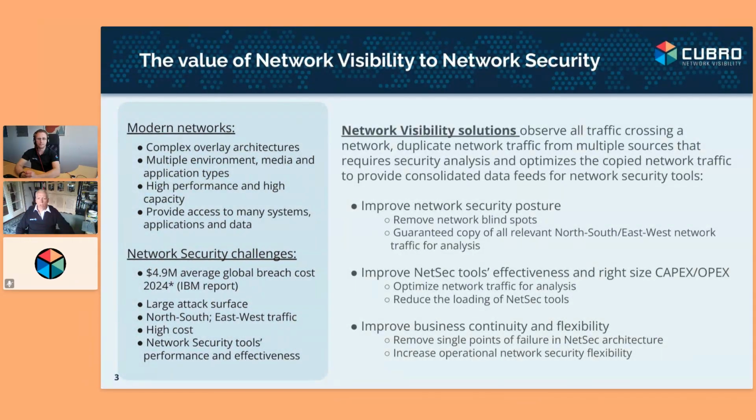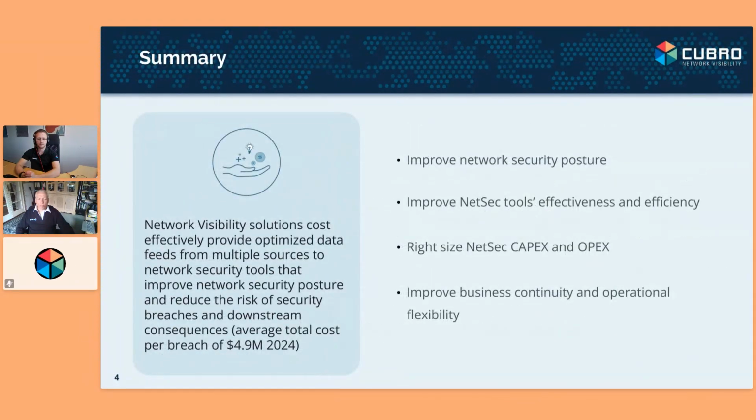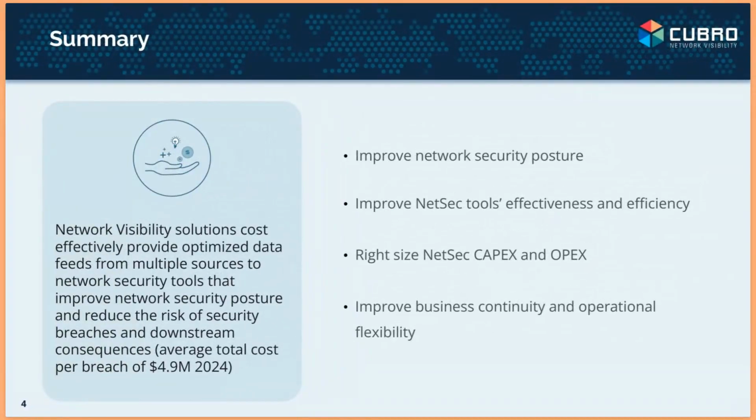Great, thanks, Lucas. So by way of summary then, as we mentioned earlier, network visibility is not a security technology, but it facilitates and enhances network security. And it's able to generate optimized data feeds from multiple sources that are delivered to network security tools to help improve network security posture and therefore reduce the risk of security breaches and the consequences of those.